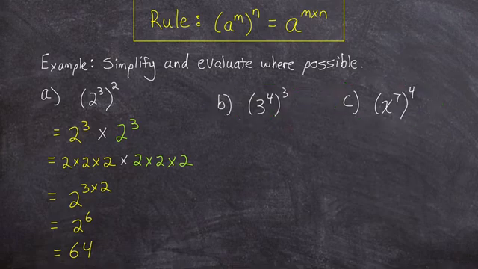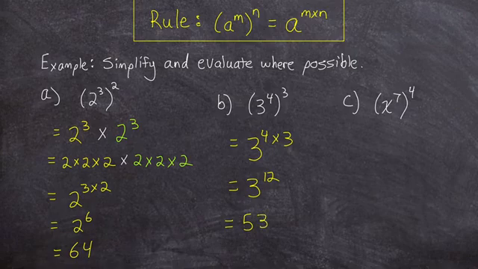In part B, I have 3 to the 4 cubed. Since it's a power of a power, I can keep the base of the power, 3, and then multiply the exponents together, 4 times 3, to get my new exponent. So this equals 3 to the power of 12, which is a big number. 12 factors of 3 being multiplied together is 531,441.